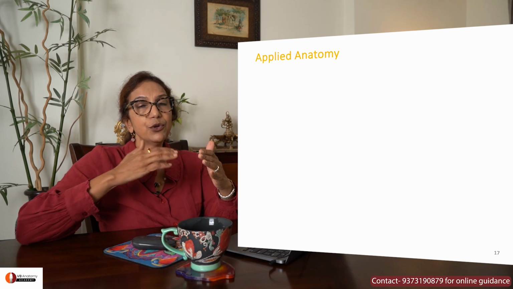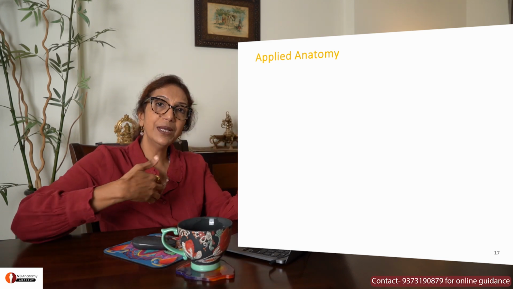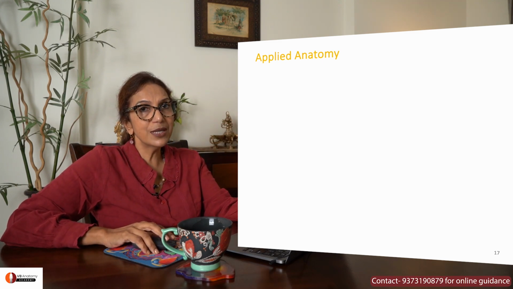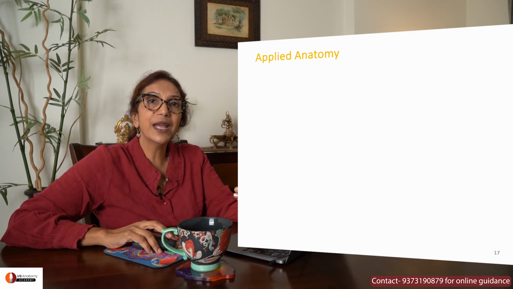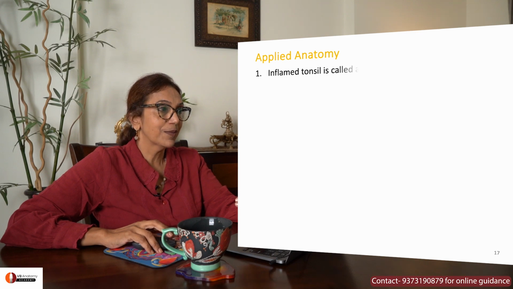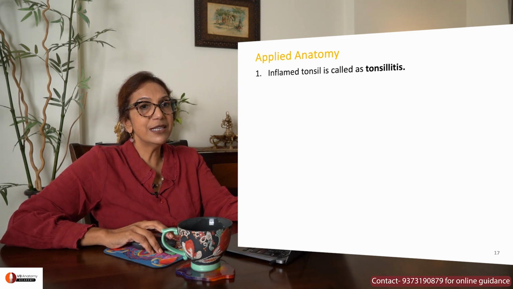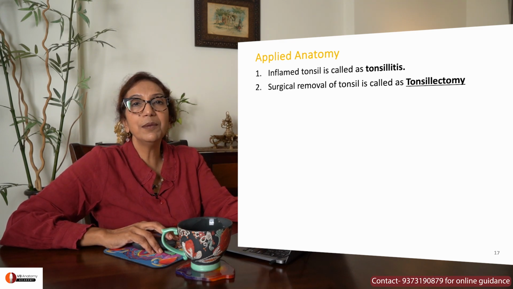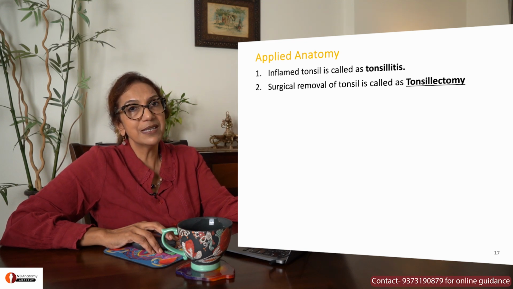So I have been introducing the applied anatomy to you throughout the lecture, but I'll still put it up together over here so that if you're using this as a note, you'll be able to get your matter in one place. So inflammation of the tonsil is called tonsillitis. Suppose you want to remove the tonsil, what is the surgery called? Tonsillectomy. If you're doing tonsillectomy and maybe you make a mistake, what kind of mistakes can you make?